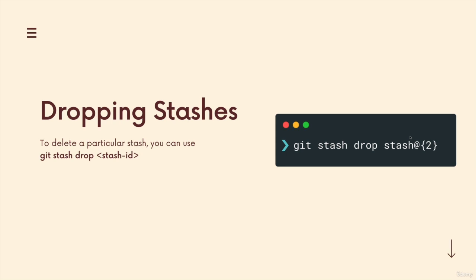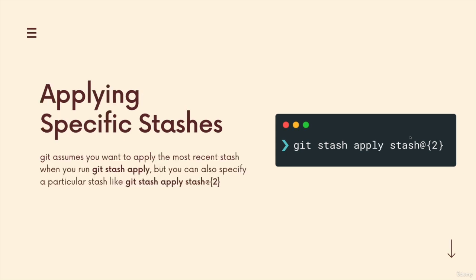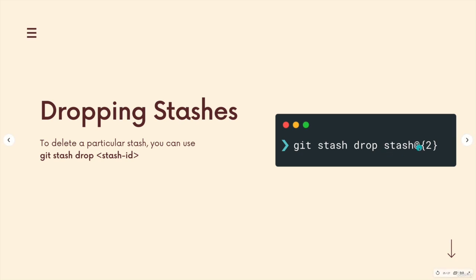So if you aren't using pop and you're instead applying particular stashes, or you're using just apply to apply the most recent, you're not clearing out the stash at any point. So we can drop particular things, particular entries in the stash with this syntax.